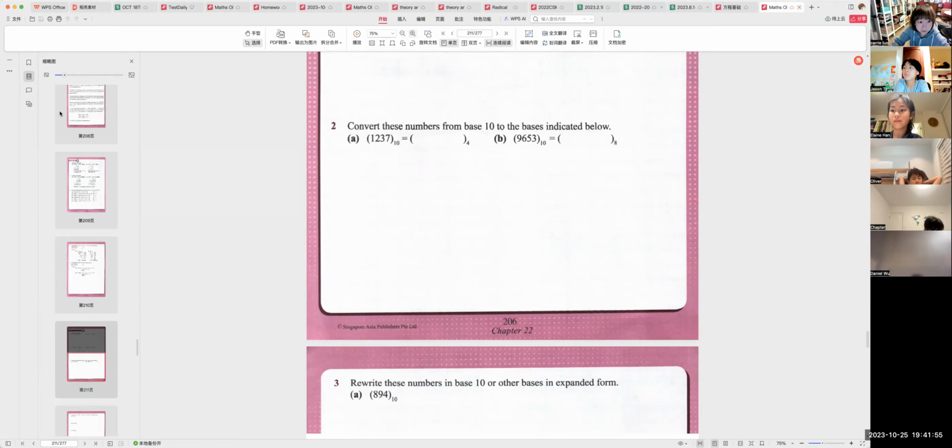Okay, so let's take a look at this one. So basically 12377 divided by 4, right? So 3, 0, 9, remainder 1. Divided by 4, 77, so remainder 1 again. Okay, divided by 4, 19, so remainder 1. And divided by 4, and the remainder 3.